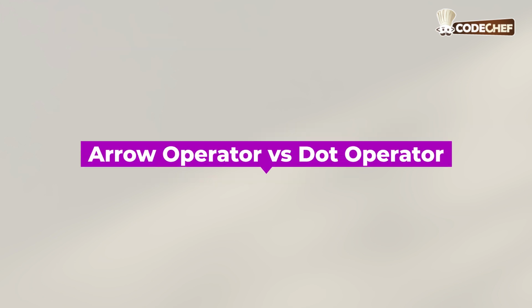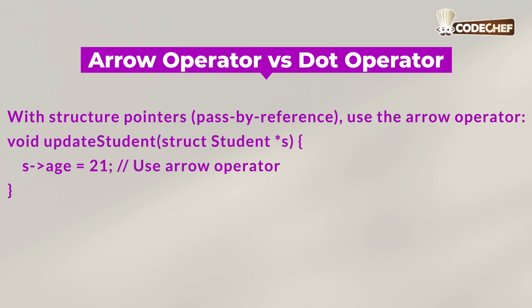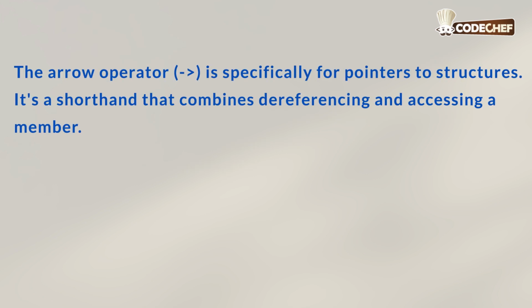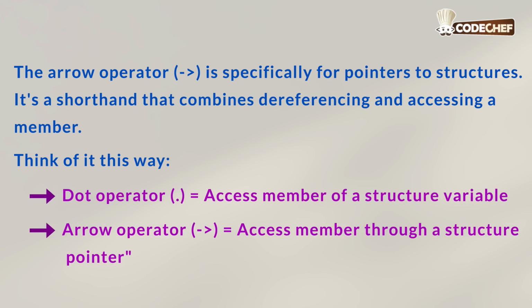Arrow operator versus dot operator. Here's an important difference. With regular structures, pass-by value uses the dot operator as shown. With structure pointers, pass-by reference uses the arrow operator as shown. The arrow operator is specifically for pointers to structures. Think of it this way: the dot operator accesses a member of a structure variable, and the arrow operator accesses a member through a structure pointer.